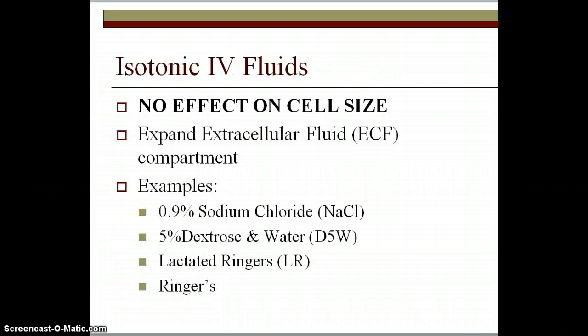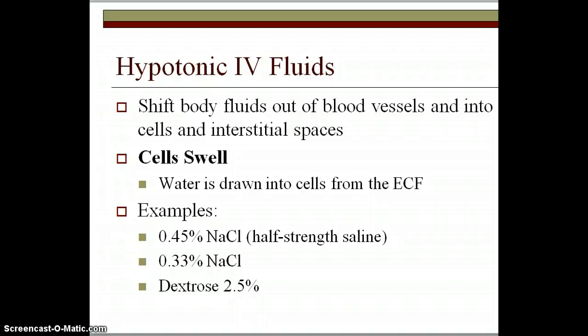When we look at our isotonic, they don't affect the cell size. They expand, and they're listed here for you. Our hypotonic shifts fluid into the cells. The problem with that is the cells can swell, and if we aren't careful with hypotonic, we can cause the cells to be damaged because they take in too much water. Our hypotonic are listed there, our half-strength saline, 0.33.